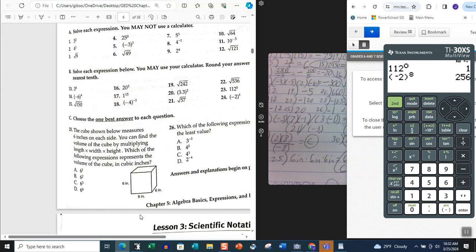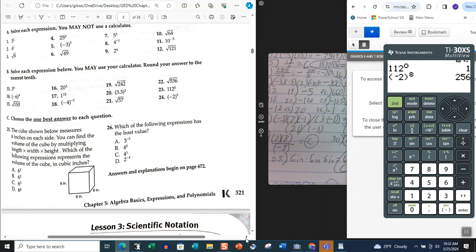For problem 26, it says, which of the following expressions has the least value? So it has the lowest value. Now we know 4 to the 0 and 4 to the 1st are going to have a higher value than these fractions, because 4 to the 0 is 1 and 4 to the 1st is 4. So they're going to have a higher value than those fractions. Now, we have 3 to the negative 3 and 2 to the negative 4. We can use our calculator here to determine which one has the lower value.